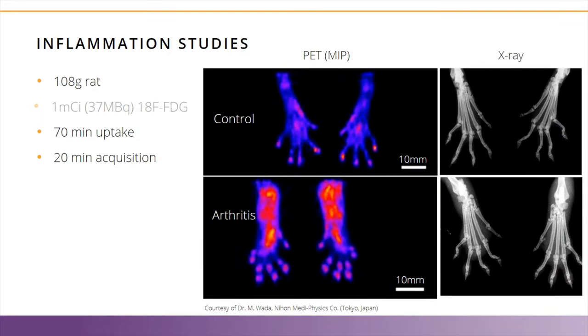In inflammation studies, FDG can be used to look at the metabolically active areas and can be seen here in this rat model of arthritis. This level of metabolic activity is not seen in the control animals.